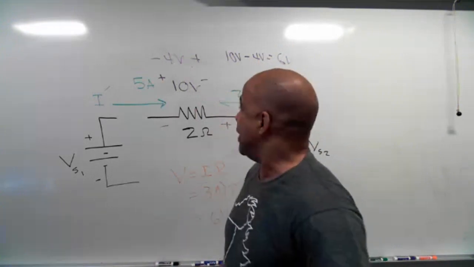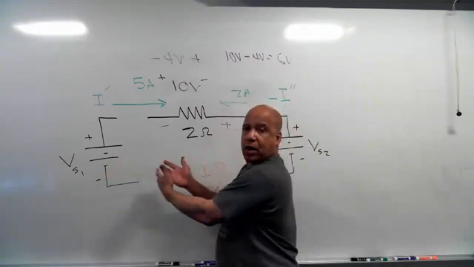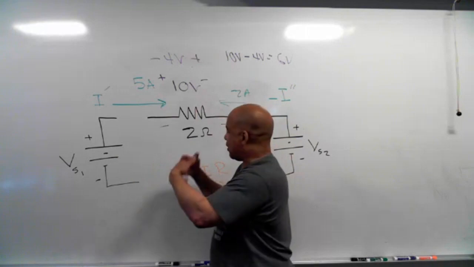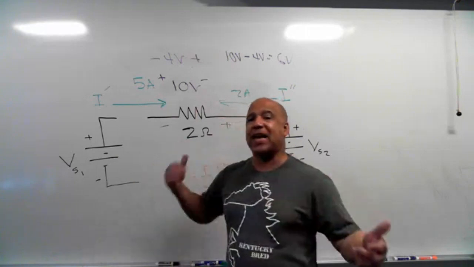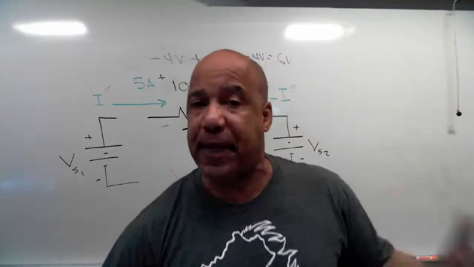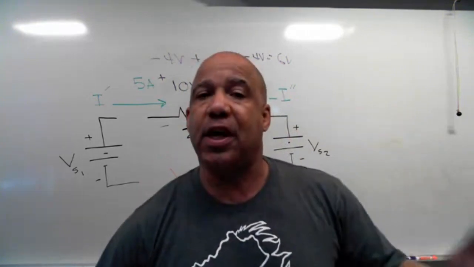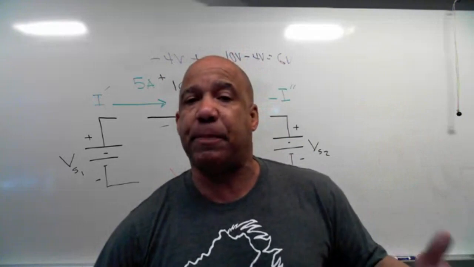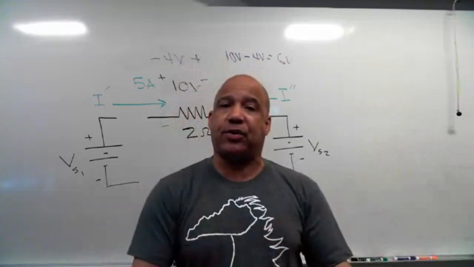The way Nathan did it was he just took one current going through the resistor, and he found the voltage drop that way. But what I showed you was that we can consider the effect of each voltage source independently, and then add those effects. Well, what do you mean?